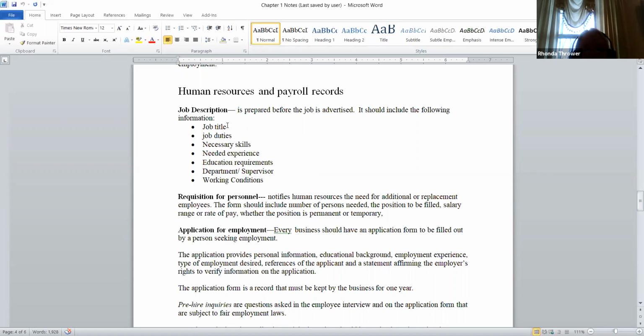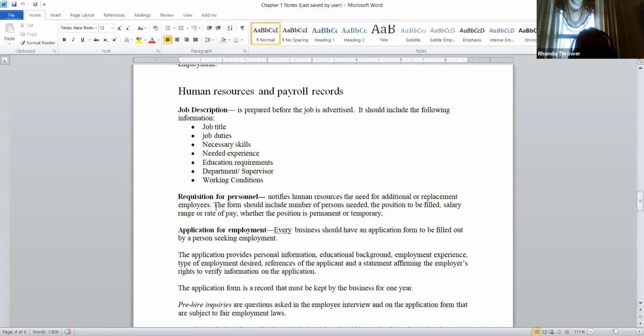So it's very important to have a job description for every job that a company has or offers to their employees. So if they need another employee, they'll know what the job description is. Also, companies need to have in place probably a form for the requisition for personnel. This requisition for personnel is just a form basically that notifies human resources that a department or someone within the company needs additional employees or replacement employees.